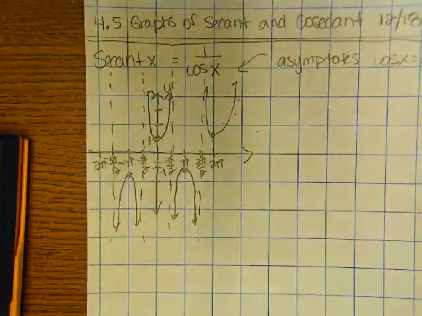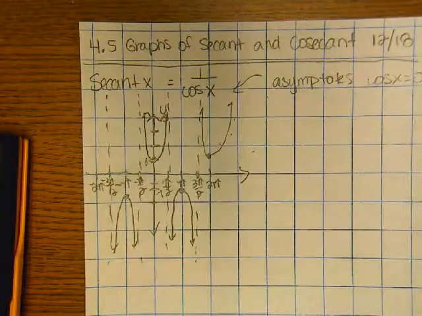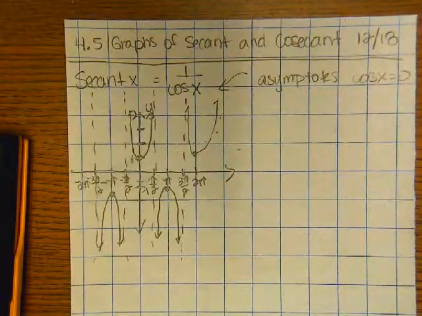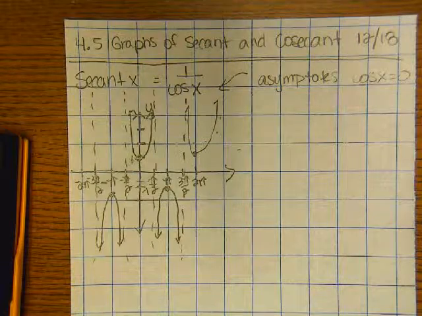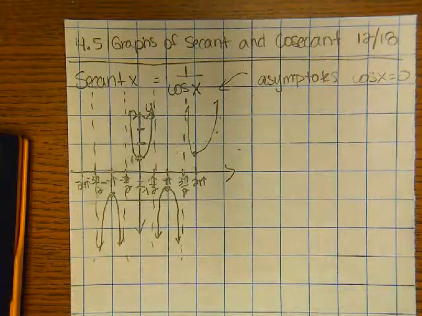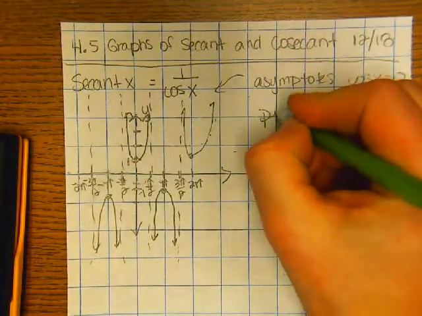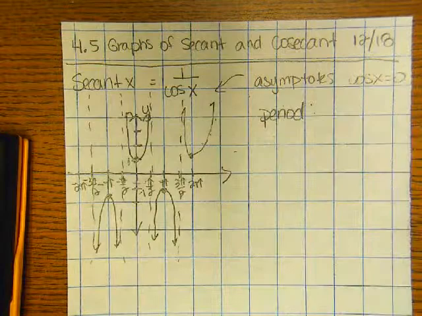Okay, so it takes how many radians for it to repeat? 2 pi. Same as what? Cosine. Let's write that down. The period is 2 pi.